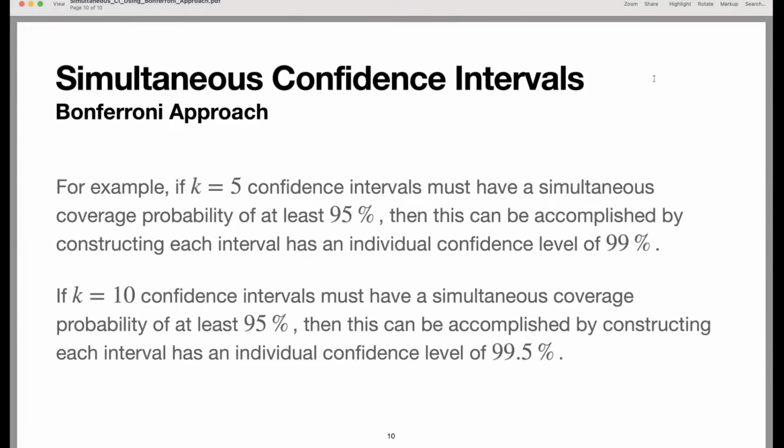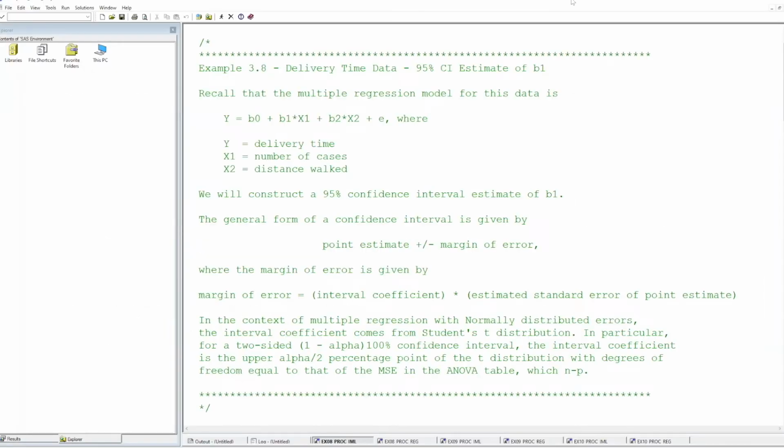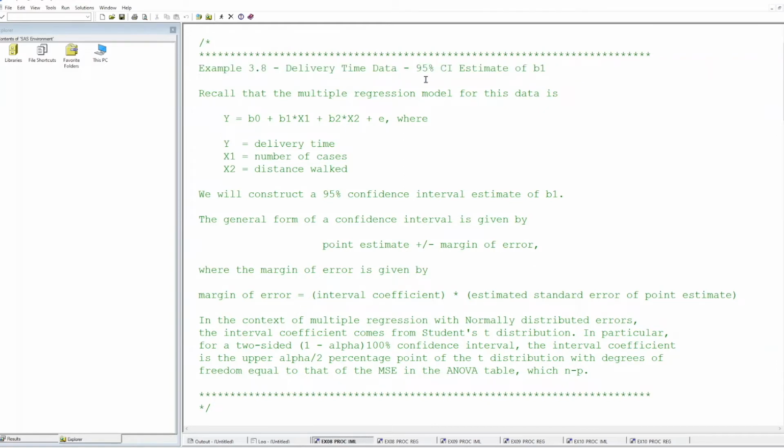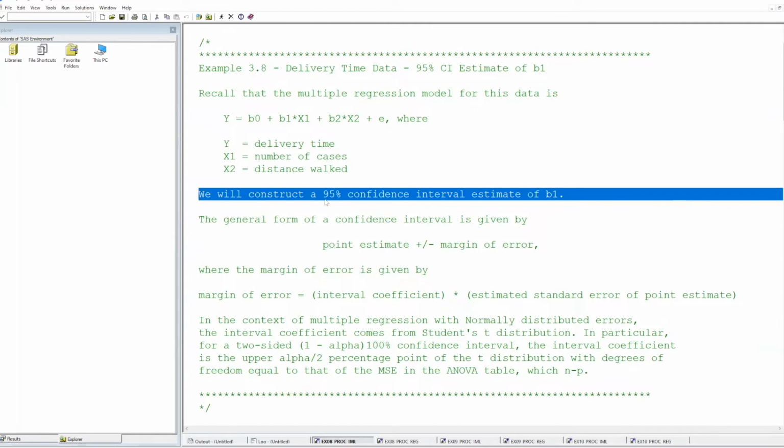All right, so let's see how we can implement these techniques in SAS. In particular, we'll start off looking at PROC IML. We're going to look at example 3.8. This is, again, the delivery time data set. We're going to construct the 95% confidence interval estimate of beta 1, the slope coefficient on the number of cases to be delivered. You'll recall that we have this multiple regression model containing 2 explanatory variables.